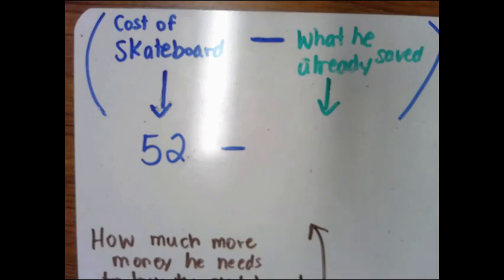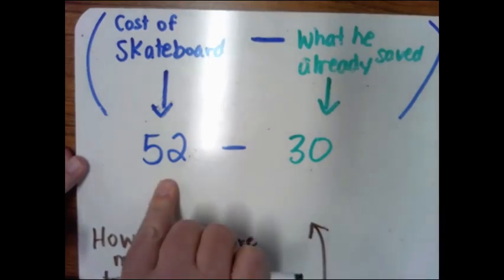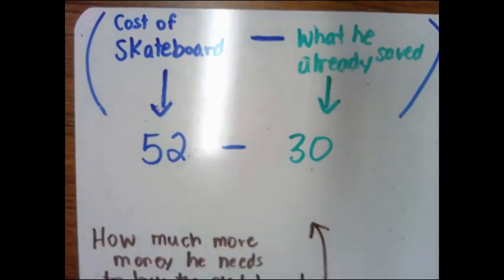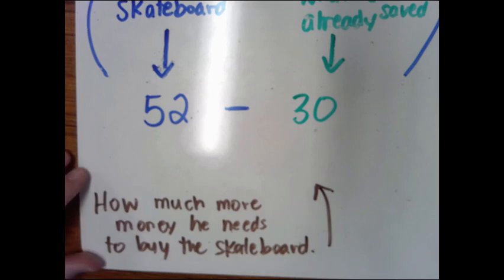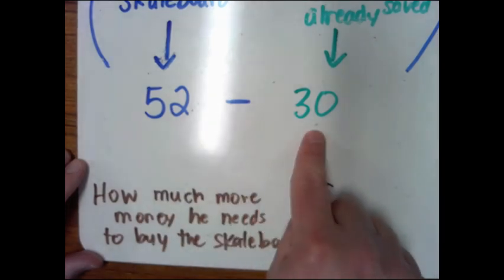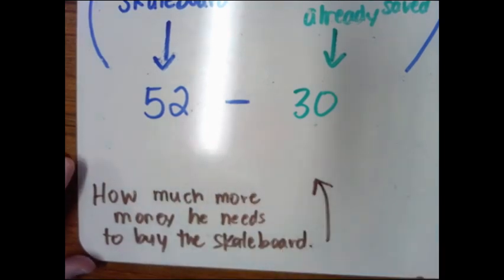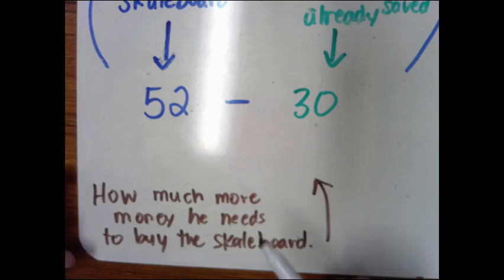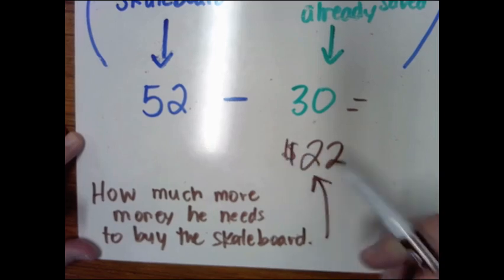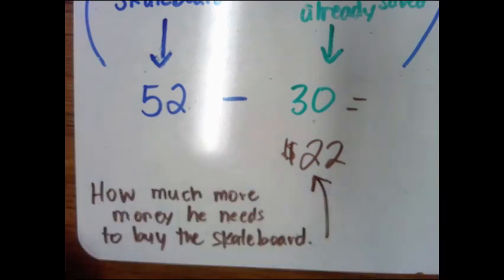And what we're going to do is subtract the $30 he already has from his goal, because he's going to take that $30 and put it towards the cost of the skateboard. That's going to give us how much more money he needs to earn to buy the skateboard. So if we go 52 and subtract the $30 he's already saved, that leaves us with $22, and that's what he still needs to earn to get to that goal of 52.